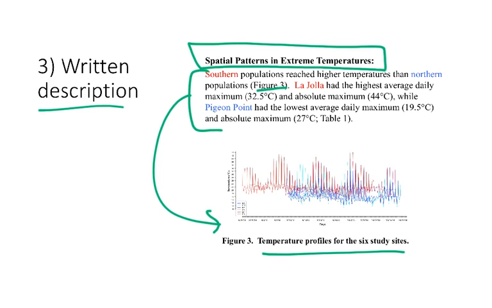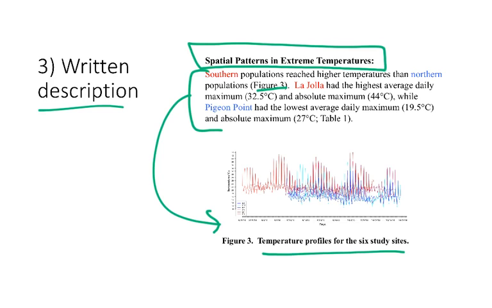So when you're writing your written description, you also want to make sure that it is referencing what is shown in the figure. In your written description, you're also providing some additional details where relevant. So that first sentence just says southern populations reached higher temperatures than northern populations, but we can give even more detail than that. If we look at the second sentence, here we're providing some specifics.